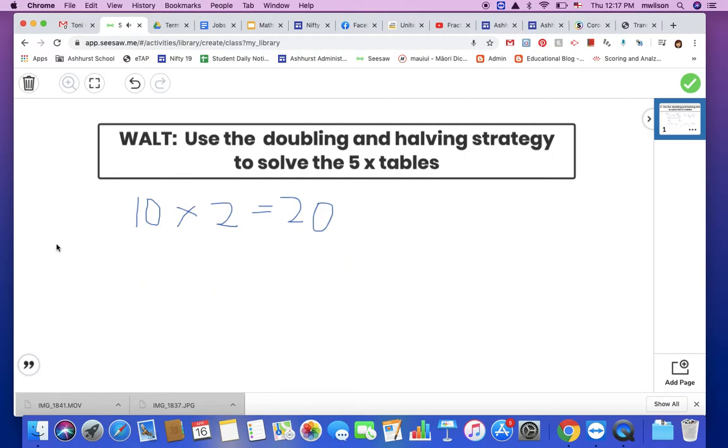Now, let's have a look at how we can use this 10 times table to help us to work out the 5 times table. So, if we halve this 10 here and make it 5, and if we double this 2 and make it 4, I've got the equation now 5 times 4. Now 5 times 4 also equals 20. So I halved the 10 and made it 5, and I doubled the 2 and made it 4.